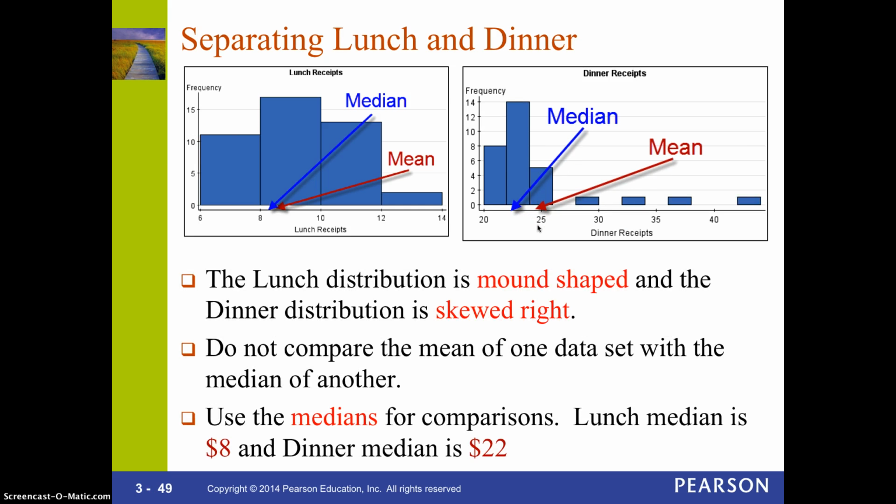Okay, so one thing to remember is you should never compare a median to a mean. For dinner receipts, remember we want to describe the middle with a median, and for the lunch receipts it would be okay to use the mean, but we don't ever want to compare a median of one distribution with the mean of the other. So in this case, since we're trying to compare, you would want to use the median for both of them. So the lunch median is about $8, and the dinner median is about $22. My arrow's not pointing quite to 8, but it should be over here at 8.